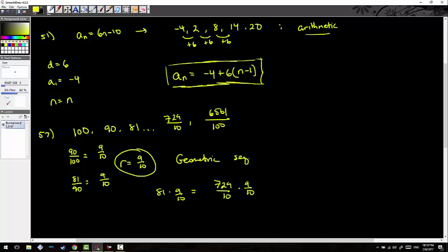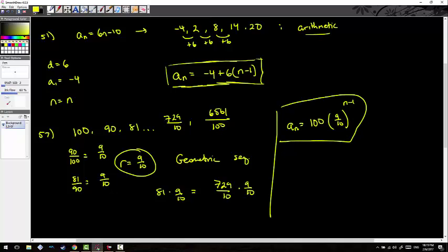So we've already solved part B. Now time to solve part C. Find a sub n. Well, a sub n is that general formula, right? So a sub n is equal to a sub 1, which was 100, times r, which was the 9/10, to the n minus 1. Since I'm trying to find the formula for any term in the sequence, n minus 1 is just n minus 1. And that's all there is to it.